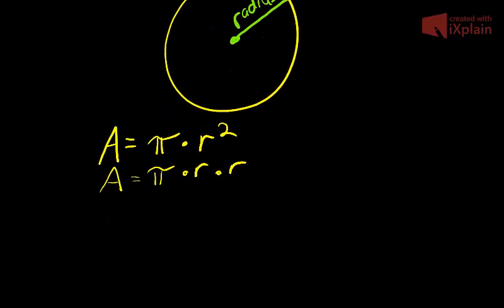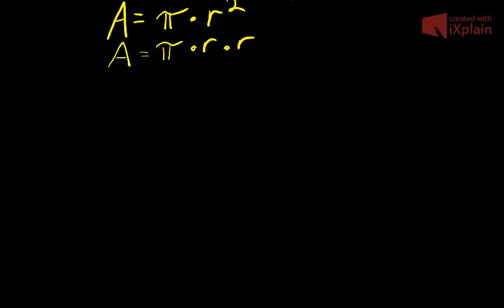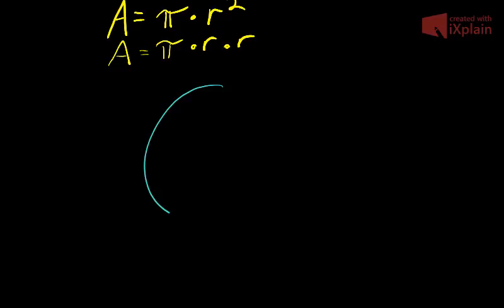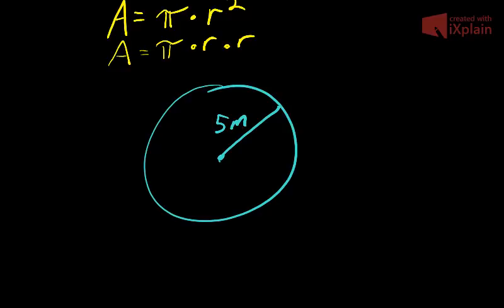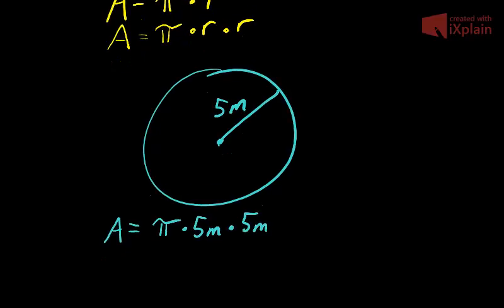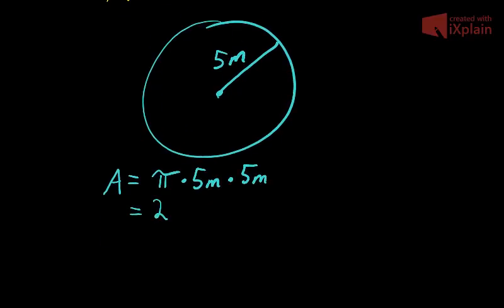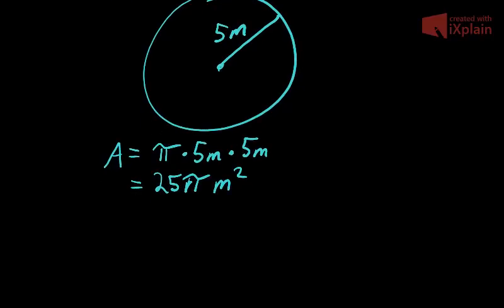So just to give us a quick example problem. If I have a circle that has a radius of 5 meters, then my area would equal pi times 5 meters times 5 meters, which is going to end up giving me 25 pi meters squared. And we can just leave it as pi there. If we'd like to, we could plug in the 3.14, but that would require a calculator, so if you guys want to leave things with pi, I'm okay with that.